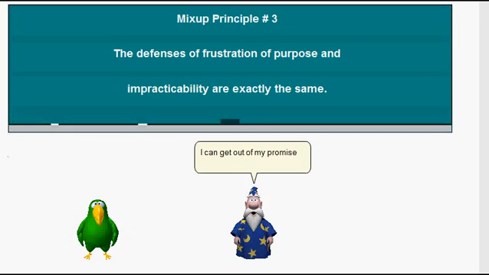I can get out of my promise in two ways. I can assert the defense of frustration of purpose. Or I can assert the defense of impracticability. I can use one just as well as the other. There's no difference between the two defenses.